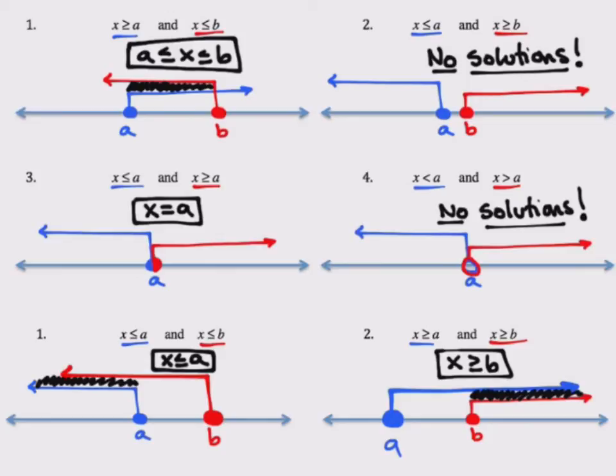In each case, only the numbers that were shaded in both blue and red were solutions to the AND compound inequality, and so you can see drawn and written in front of you the solution sets to all 6.